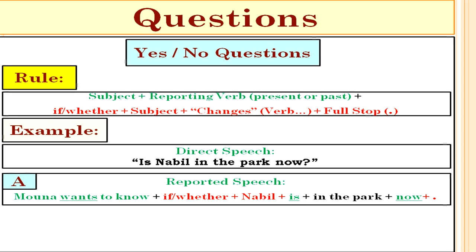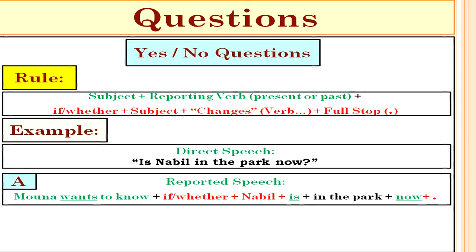We have the verb is. It is in the present simple. We don't change the tense since the reporting verb is in the present tense. And as far as the subject agreement is concerned, we have no problem here. We cannot say Nabil am or Nabil are. We simply say Nabil is. Then we finish the sentence. In the park. Now. Now is an adverb. And we don't change it again because the reporting verb is in the present tense. And finally, we use a full stop. So we no longer use the question mark.